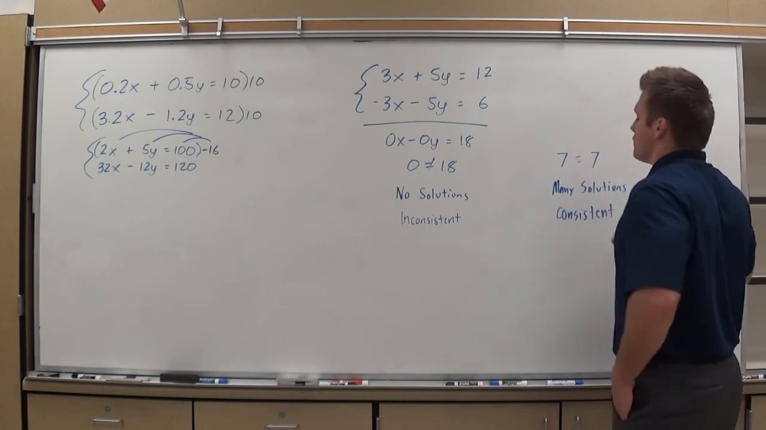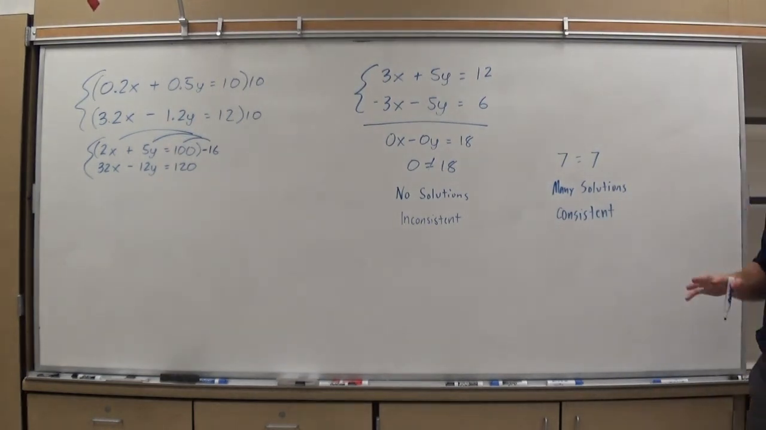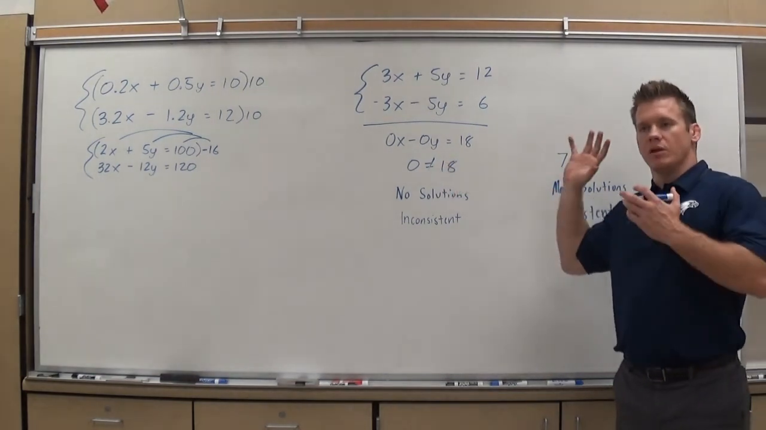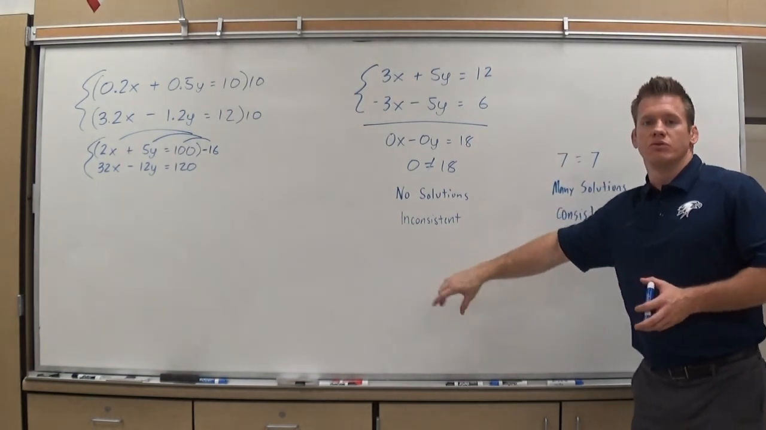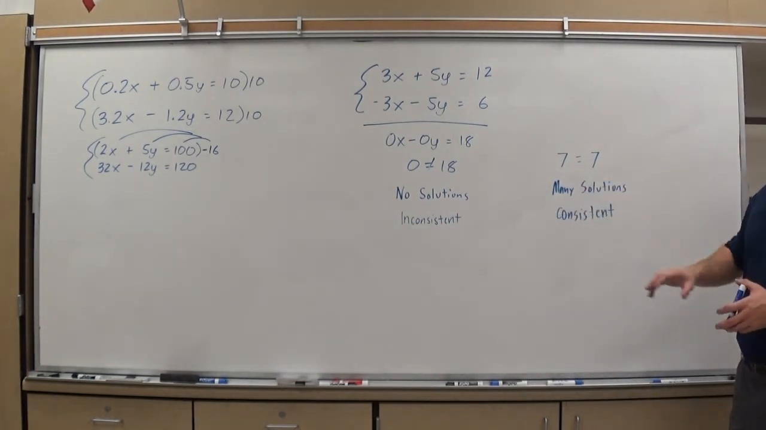So the process itself doesn't change for problems like that. You still try to solve them via elimination. Just if your variables don't really ever solve out to a numerical answer, you just get a statement. Then if it's a false statement, no solutions. If it's a true statement, many solutions.